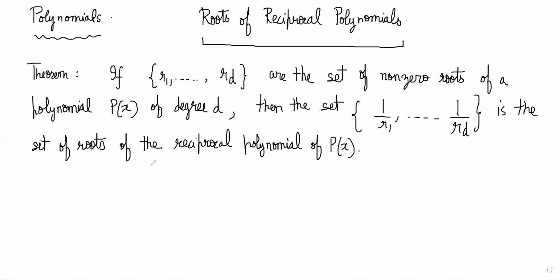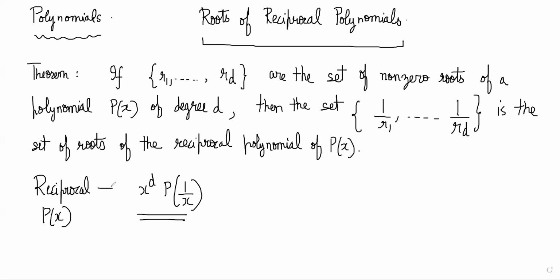How do we find the reciprocal polynomial? Obviously, we will say x power d p of 1 by x. That is the reciprocal polynomial for p of x, right? So what is the meaning of a reciprocal polynomial? It basically says that the coefficients will be in the reverse order. We have covered that in the previous videos, right? This theorem tells us that for the reciprocal polynomial, the roots will be reciprocal of the initial roots, right? So let's see a couple of questions which will use this theorem.